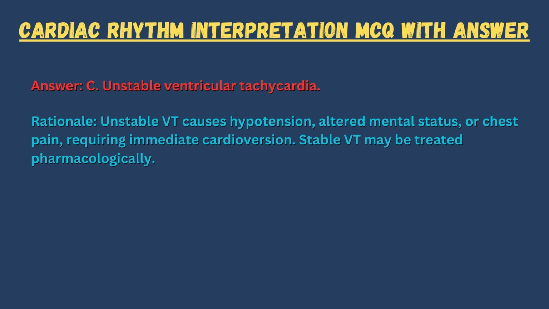Answer: C. Unstable ventricular tachycardia. Rationale: unstable VT causes hypotension, altered mental status, or chest pain, requiring immediate cardioversion. Stable VT may be treated pharmacologically.